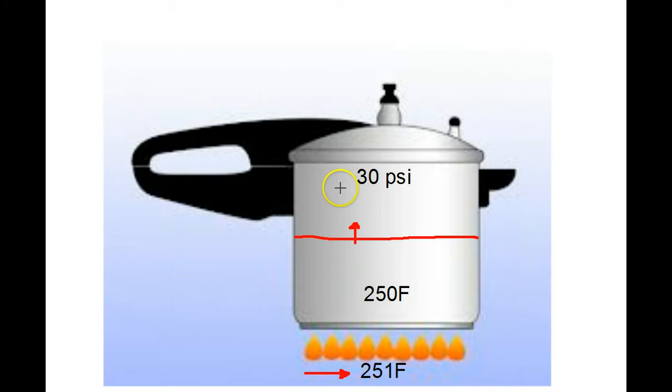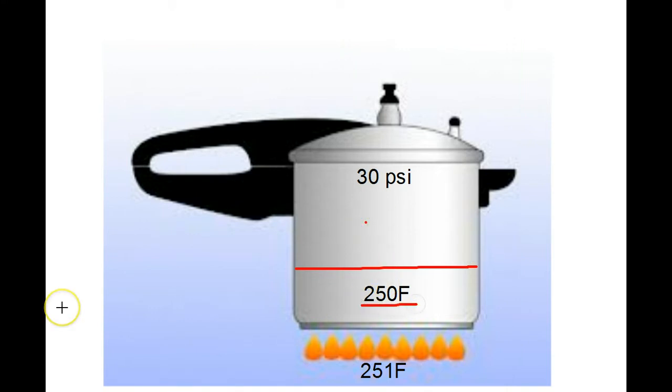Our pressure cooker is going to maintain 30 psi, and it does not matter if we have 251 or 2051 degrees Fahrenheit down here. This water will still remain at 250 degrees Fahrenheit. So if we add the heat, it just boils off a little bit more water, and we end up with less water and more vapor, but everything is still at 30 psi and 250 degrees Fahrenheit.